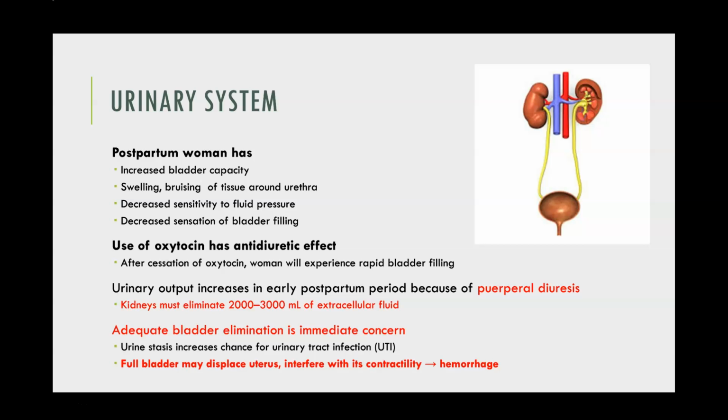If your mom is not able to void freely, if she cannot do it by herself, then it is important to do an in and out cath on her. These women might possibly need some bladder hygiene or some bladder training, particularly if they're having a lot of trouble with sensation.